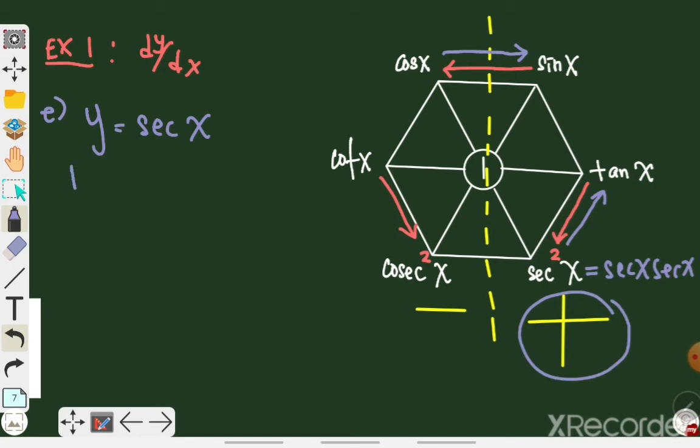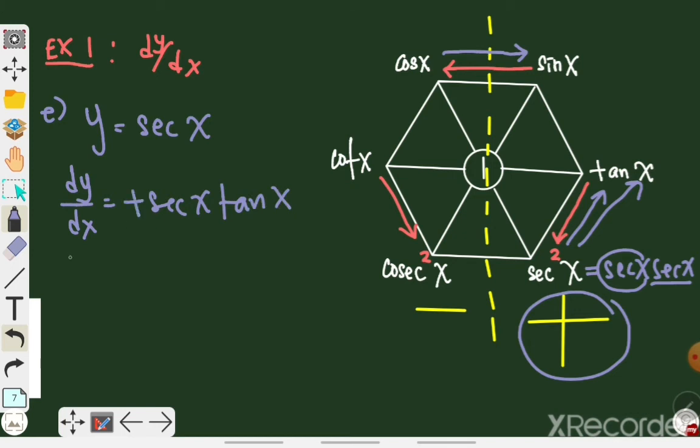So we have y, now this is dy dx. Now you have only a single secant here, so we have to repeat it back. The secant moves to the tangent, so we have secant x, then tangent x. Since the secant x is at the positive side, this is a positive secant tangent. So dy dx equals secant x tangent x.